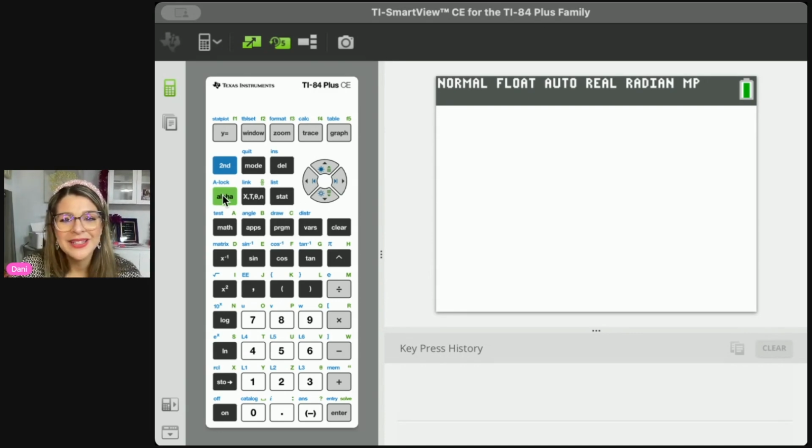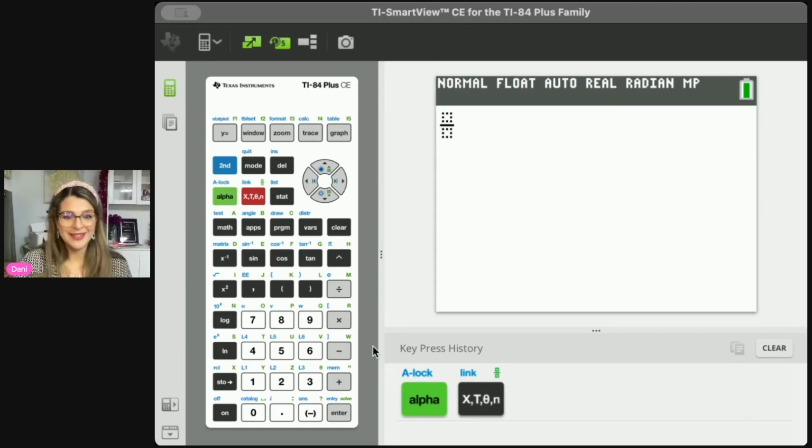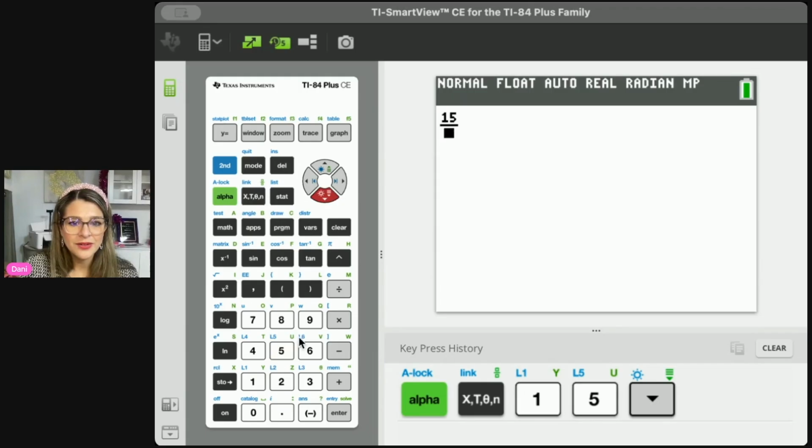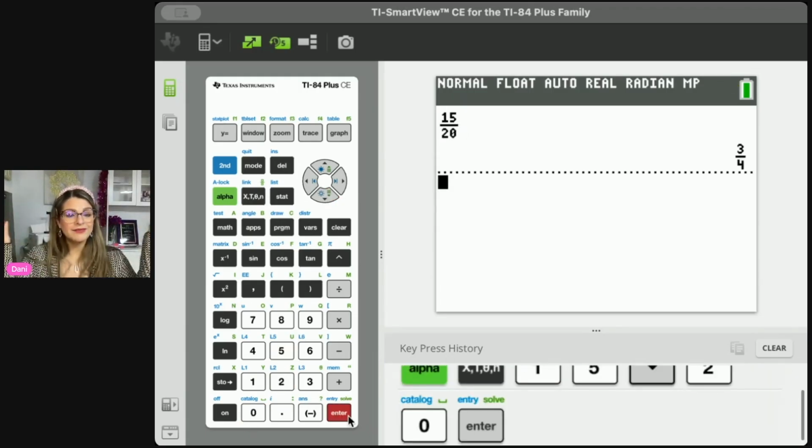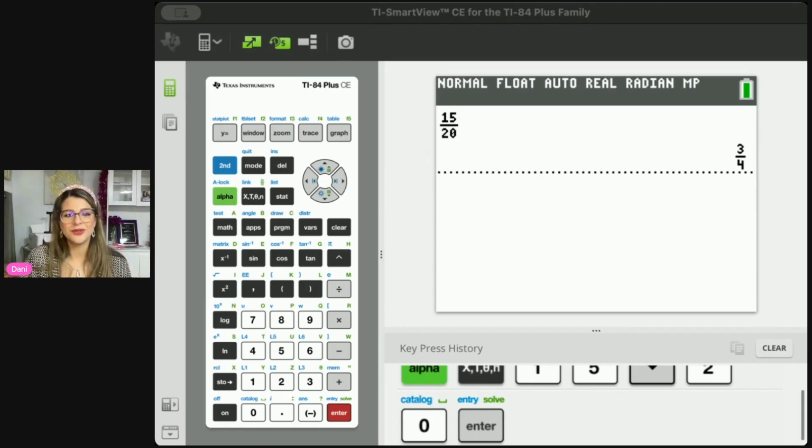So we are going to put in a fraction, which if you hit the green alpha button, and then the one right next to it, check that out. We have a numerator and a denominator. So I can put in 15 over 20. And now, bada bing, it simplifies it to 3/4 for you. So don't work harder. Use your tools, okay?